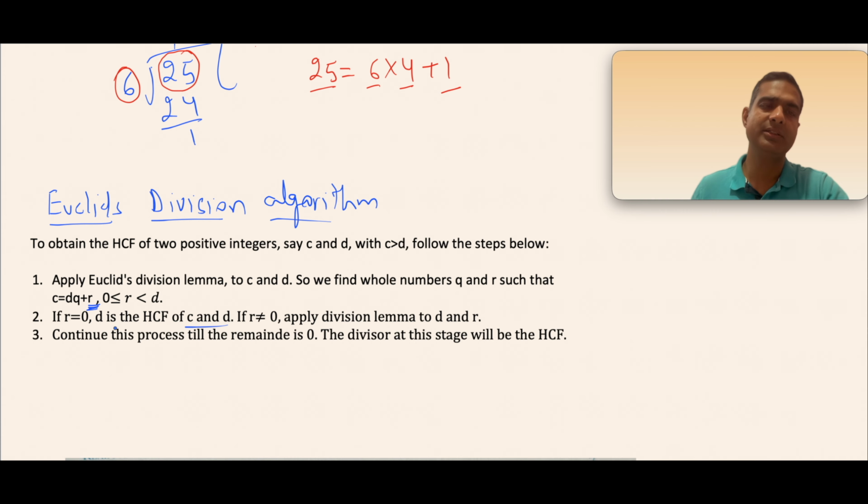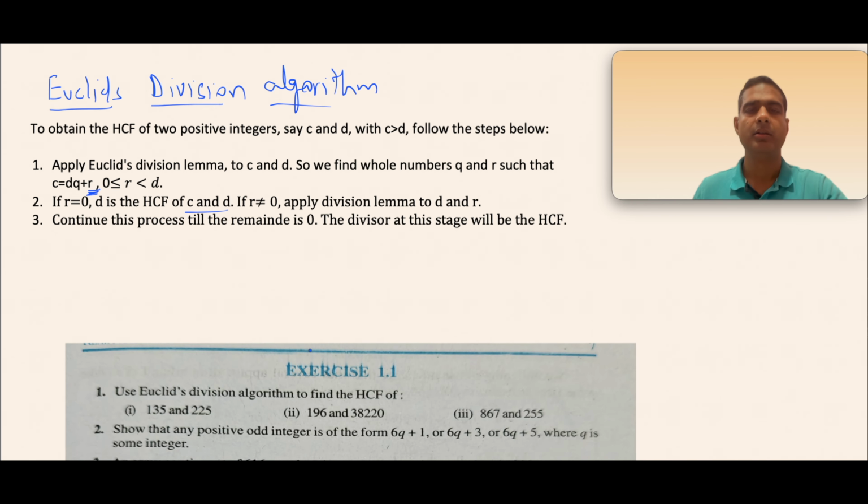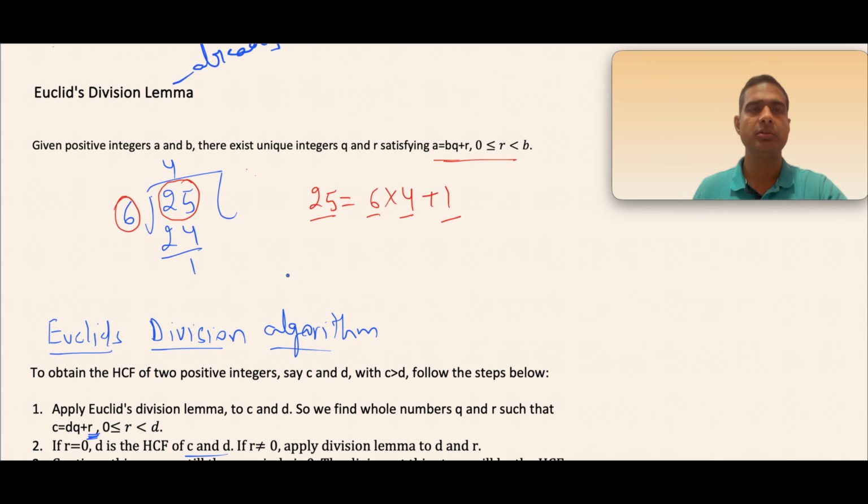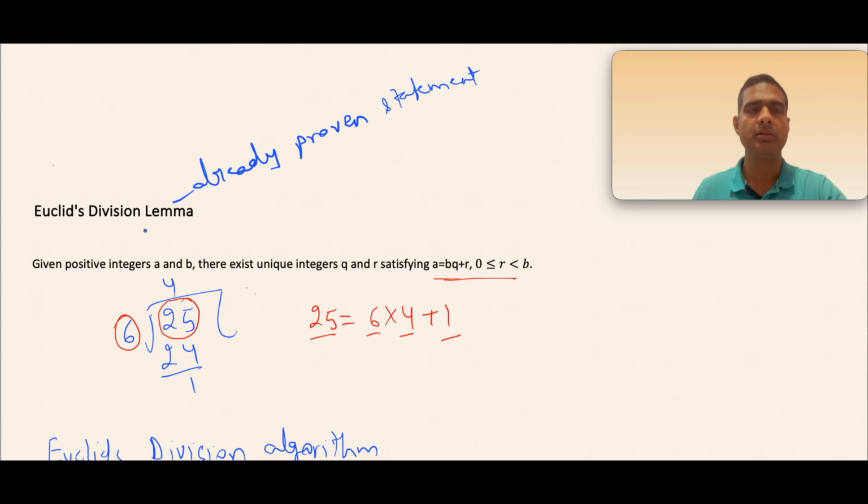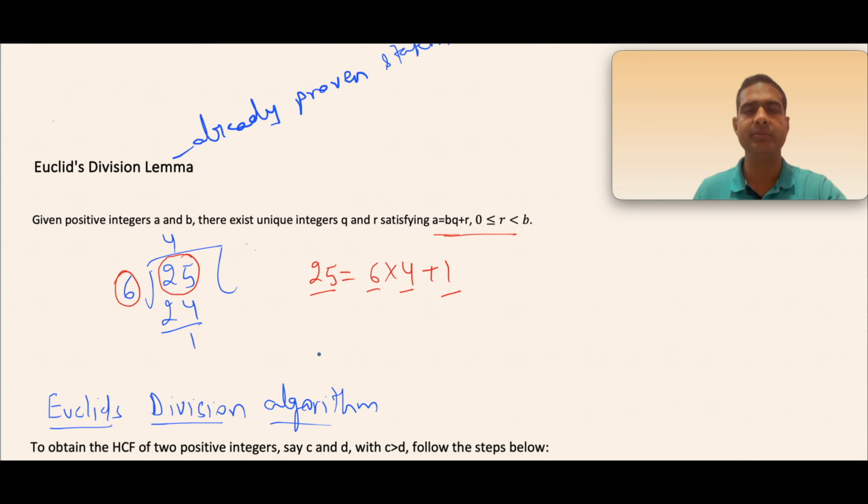So we have to repeat the same process, the first step, again and again until the remainder becomes 0, and if the remainder becomes 0, then at that step the divisor will be the SCF of the two numbers. So these were the two: Euclid's division lemma and Euclid's division algorithm.